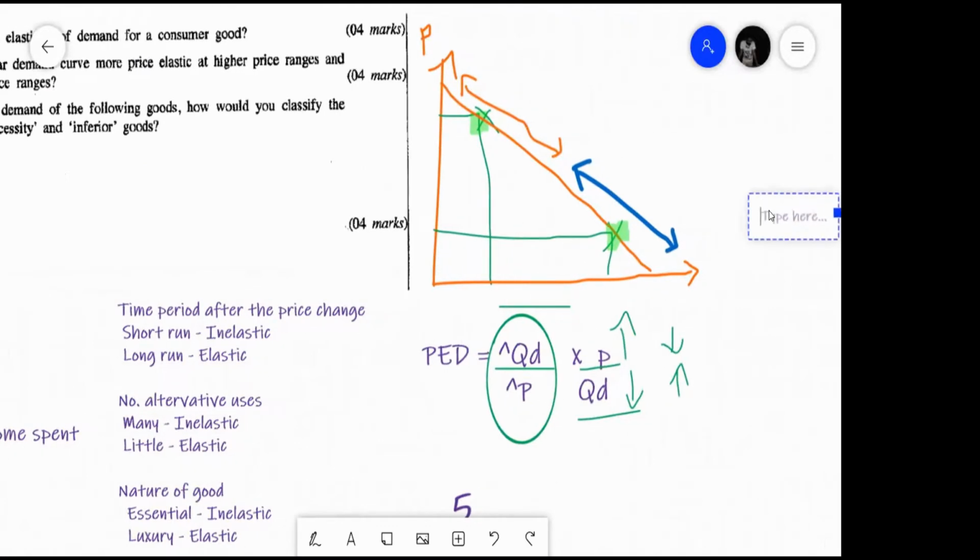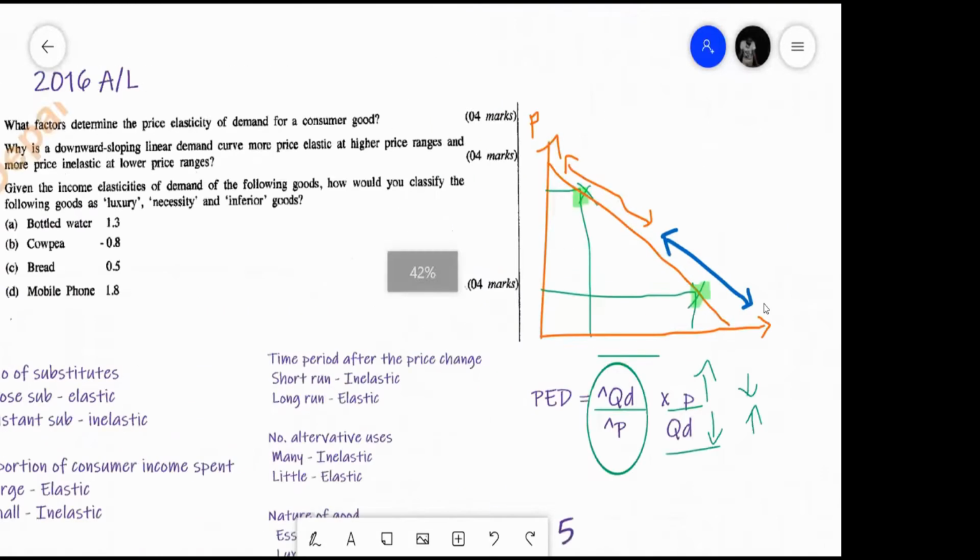Let's give a price of 100 over here, and a quantity of, let's say, 100. And at this other point, I'll say the price is 20.